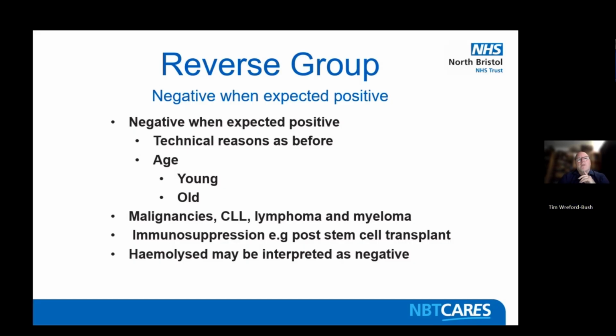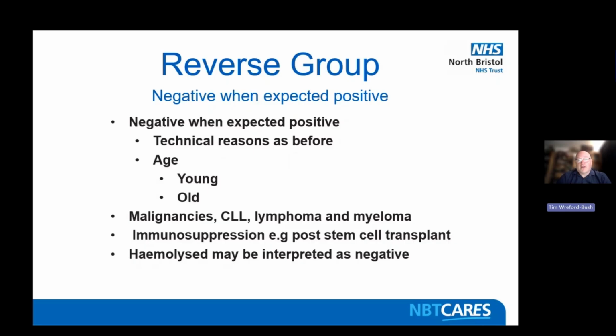So first of all, it could be technical reasons. All the things I talked about before: have you put the cells in, have you put the plasma in, those sort of things. Then the most obvious one, which hopefully everyone knows about, is the age. If you're young, we don't normally start producing those until about 4 months. We do see them earlier than that. I know quite a few hospitals that actually do reverse group on babies, and they say they sometimes detect anti-A and anti-B. And then you get old.